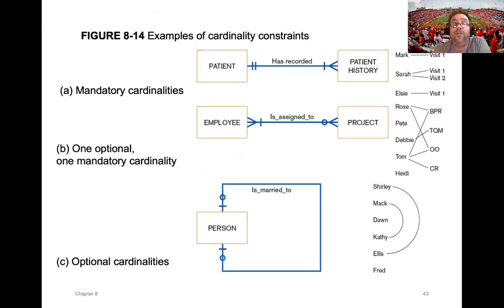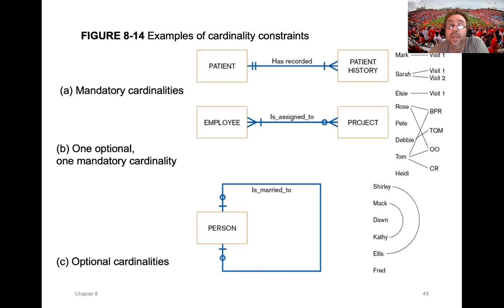Yes, and here we had some examples. Let me just move this out of the way. So if you look at the top example, we had some mandatory cardinalities. A patient has a minimum of 1 patient history recorded and a maximum of many patient histories. A patient history is recorded for a minimum of 1 patient and a maximum of 1 patient. So a patient history is assigned to just 1 patient, and we can see that on the right hand side for Mark, Sarah, and Elsie.